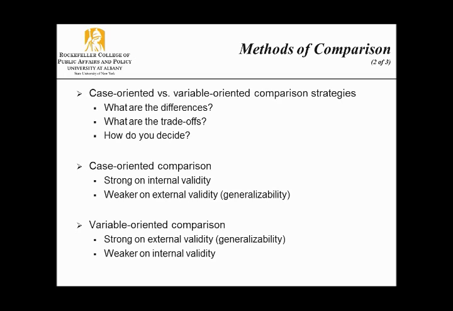On the other hand, a variable-oriented comparison strategy provides you the ability to generalize, which means it is strong on external validity. For example, 42% of the time, event A happens when factor B is present. But you don't really know why there is a correlation between the presence of factor B and the occurrence of event A. Yes, you could theorize why this might be, but you don't really know, because that is not what variable-oriented research is designed to do.